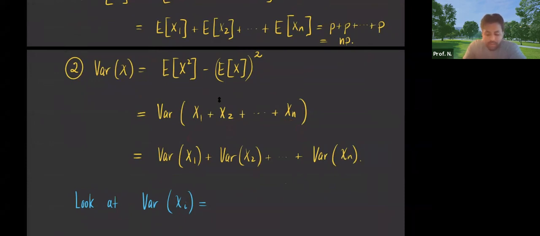However, because these are independent, and only if they're independent random variables, then you can have this linear property hold for variance. So this linear property only holds if the random variables themselves are independent from one another.